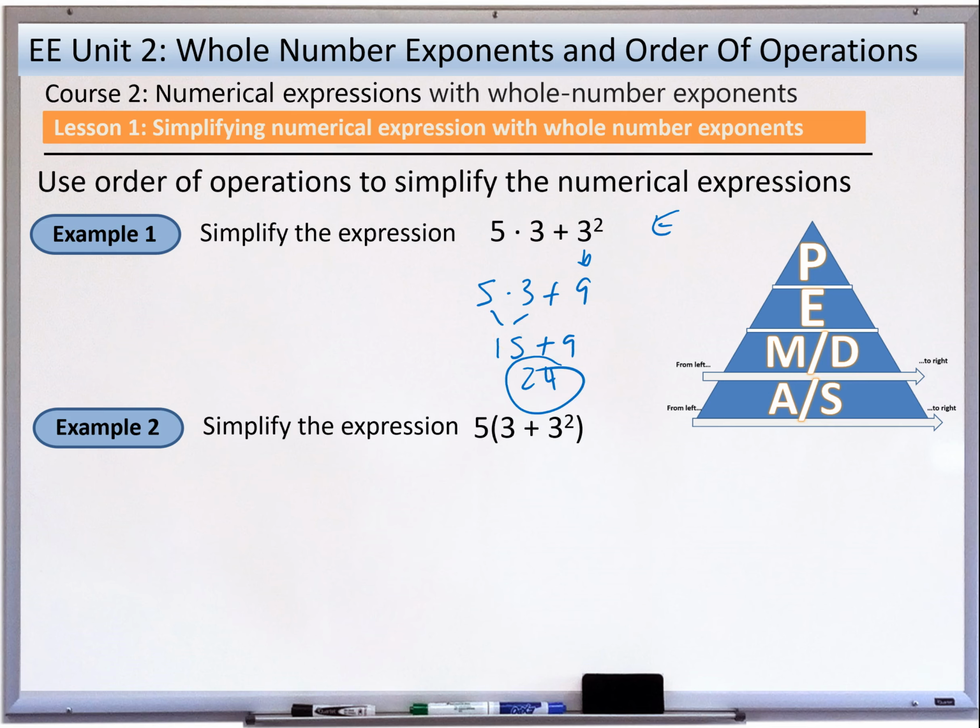The next expression, 5 times the quantity of 3 plus 3 squared. I do what's inside my parentheses first. I'm not going to do anything with this 5 yet. I'm going to do my exponents, or evaluate my exponent. That gives me 9. So now it's 5 times 12, which gives me 60. Two very different answers because the placement of the parentheses changed the order of my operations.